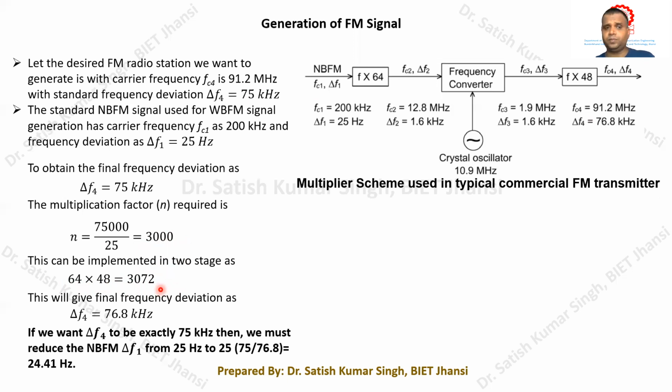Now if instead of keeping 3000 as the multiplication factor, we keep the multiplication factor equal to 3072, this will give the final frequency deviation. If we calculate, that will give you 76.8 kilohertz. How can we calculate it? You just multiply 3072 with 25. If you multiply 3072 with 25, the final frequency deviation due to this multiplication factor is equal to 76.8 kilohertz.